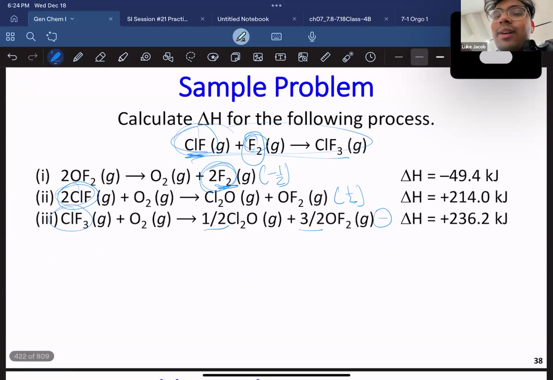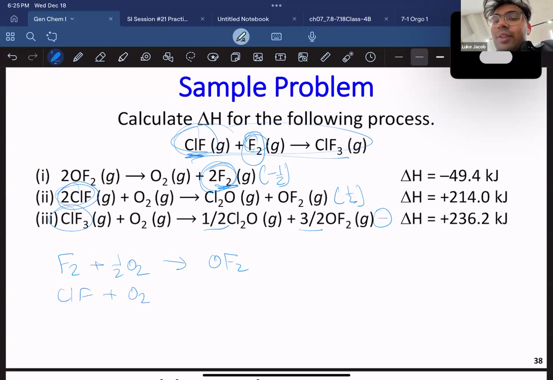So let me write all of this stuff out. For the top reaction, you have F2 plus 1/2 O2 yields OF2. For the bottom one, you have ClF plus 1/2 O2 yields 1/2 Cl2O plus 1/2 OF2.